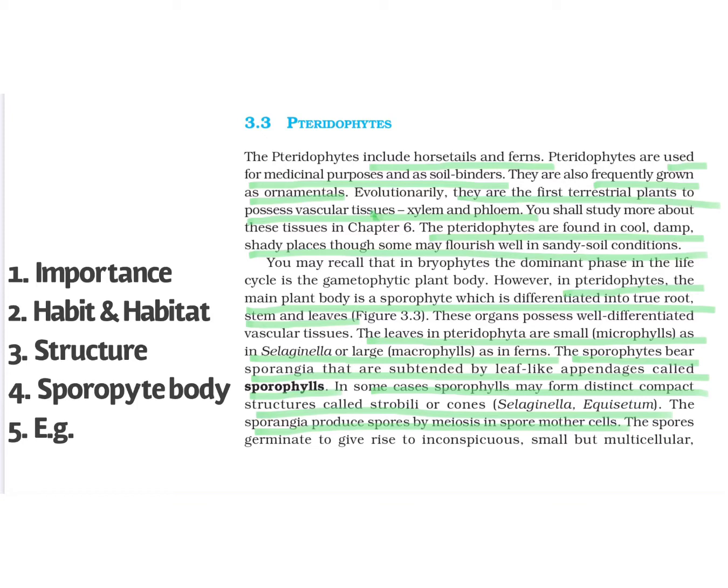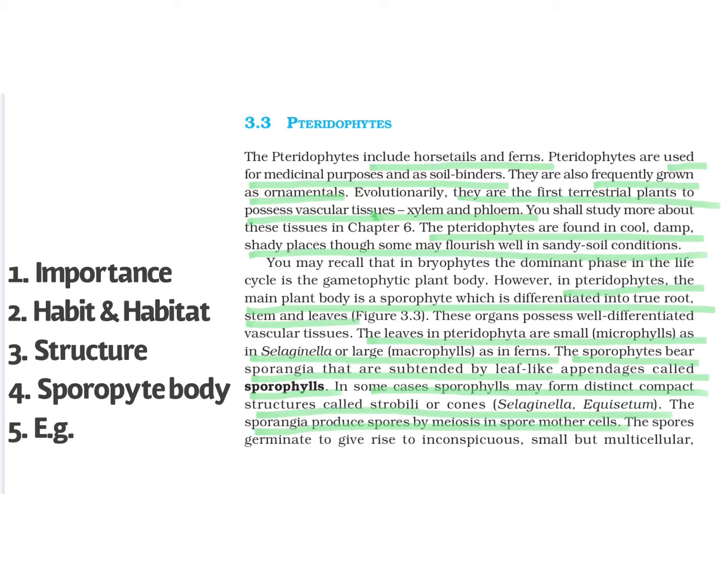Then if we see the habit and habitat, Pteridophytes are found in cool and damp shady places, just as algae and bryophytes. Some may flourish well in sandy soil conditions also. Then if we see the main plant body, the main plant body is sporophyte, which is differentiated into true root, true stem and true leaves. So this is a comparative point. We have seen in bryophytes earlier that they were lacking true root, true stem and true leaves, but here for the first time these structures are well developed and well defined.